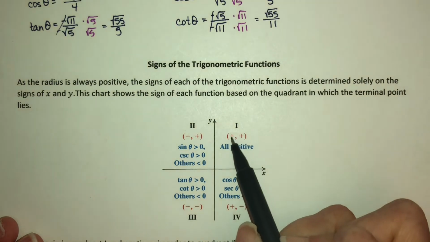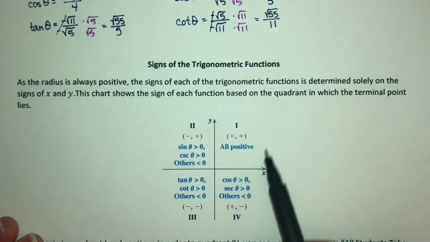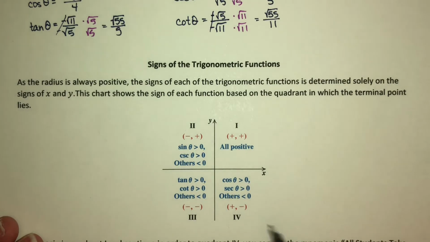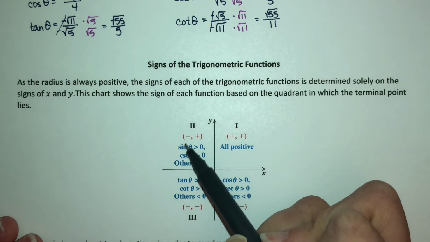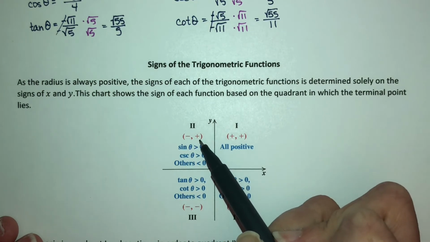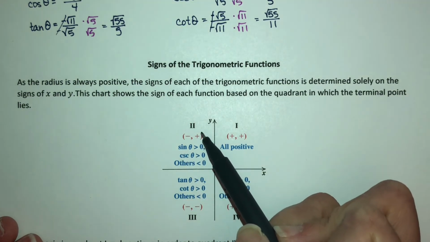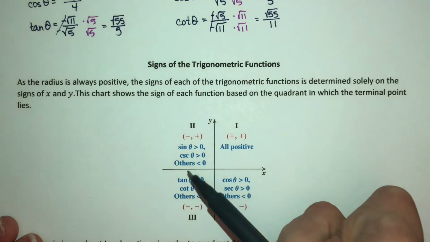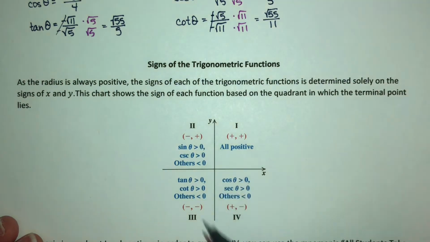In quadrant 1, our x and our y, they're both positive. So everything we deal with, our x, our y, and our r, that's positive. So that means all of our trig functions are positive if our terminal point is in quadrant 1. Now, if our terminal point is in quadrant 2, our x values are negative, our y values are positive. Now, sine is based on y, and y is positive, so sine is going to be positive. Since cosecant is the reciprocal of sine, it's also positive.